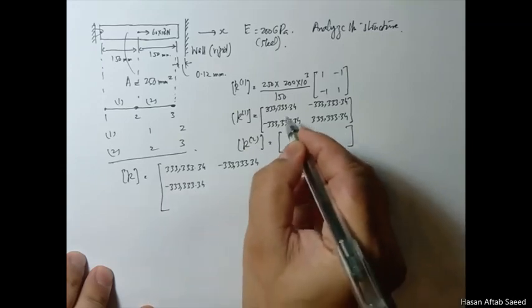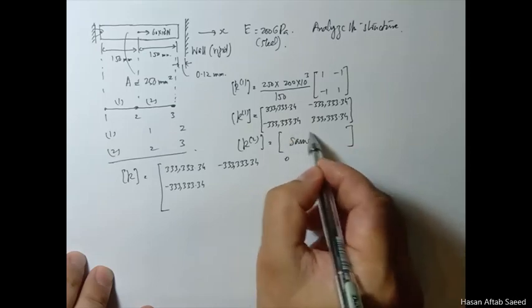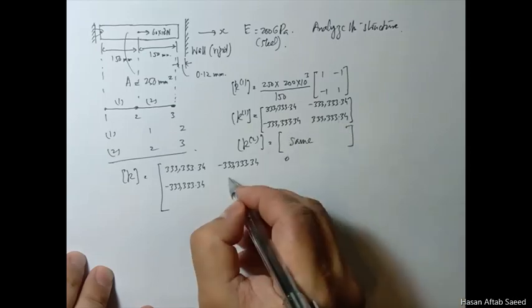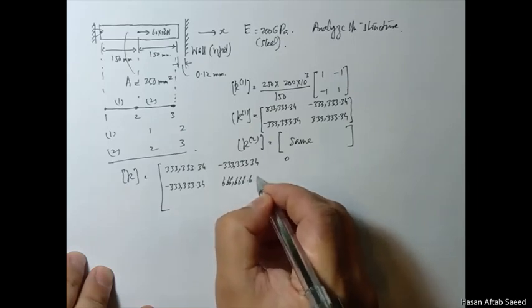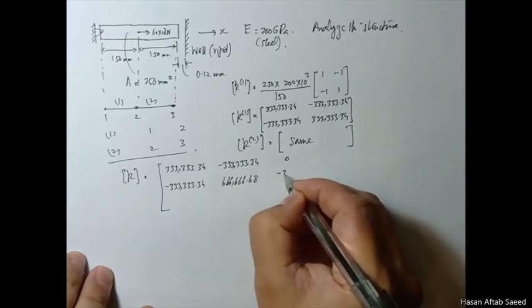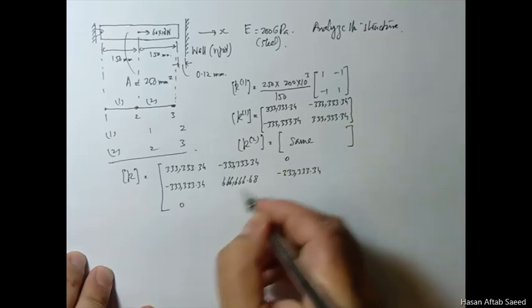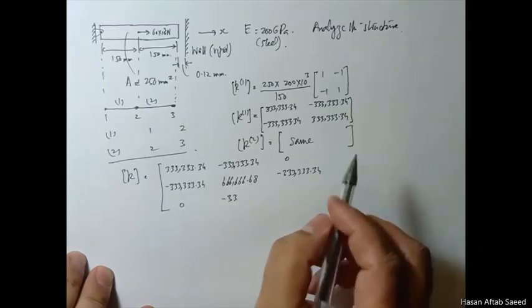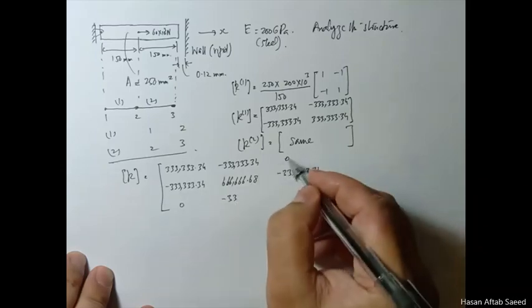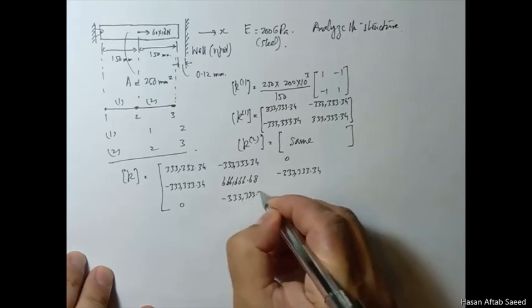Here you add this and this together, because there's a 333.33 here also. These two add up, and so you get 666.68. Here you again get 333.34. 0 here. You know why you have zeros here. No element connects these 1 and 3 nodes, so you'll have a 0 here.